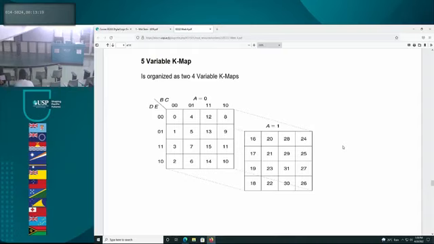1, 5, 13, 9, 17, 21, 29, 25. Okay, I repeat. The second row, so this row from this layer, and the second row from the top layer. Both rows, both layers, second row. Both layers, but the second row. So this fella here, and this guy here.